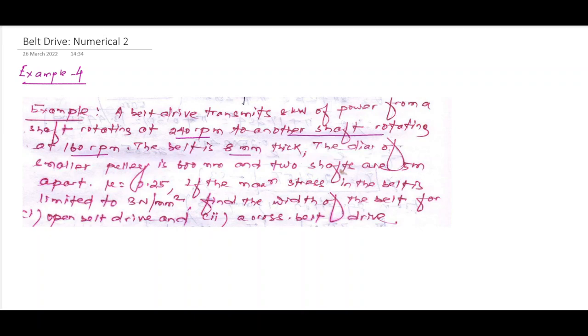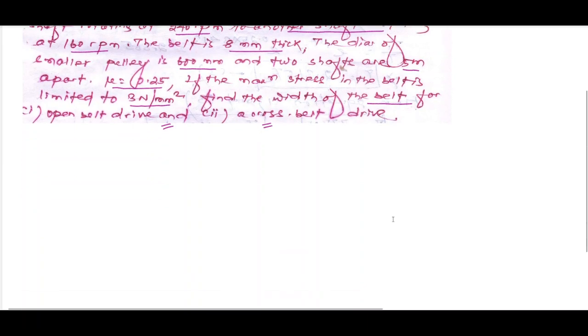The belt is 8 mm thick and the diameter of the smaller pulley is 600 mm, and the two shafts are 5 meter apart. Mu is given 0.25. If the maximum stress in the belt is limited to 3 newton per mm square, find the width of the belt for open belt drive and for a crossed belt drive. Okay, so here we have the given data.